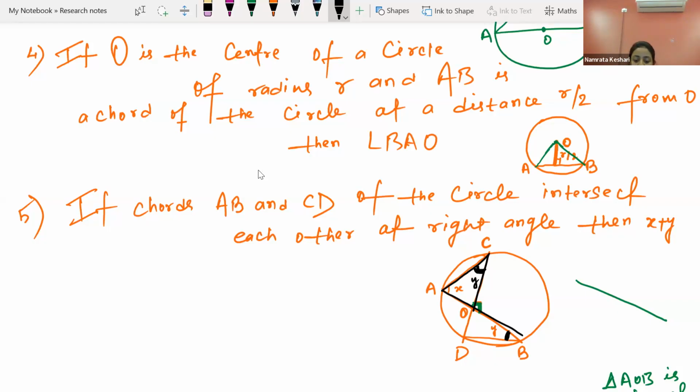Please try it. This is such a good question, and this type of question does come in exam. I have already added the hint. The main key point I have added over here is angle in the same segment, and this 90-degree will help you. Please try doing it.